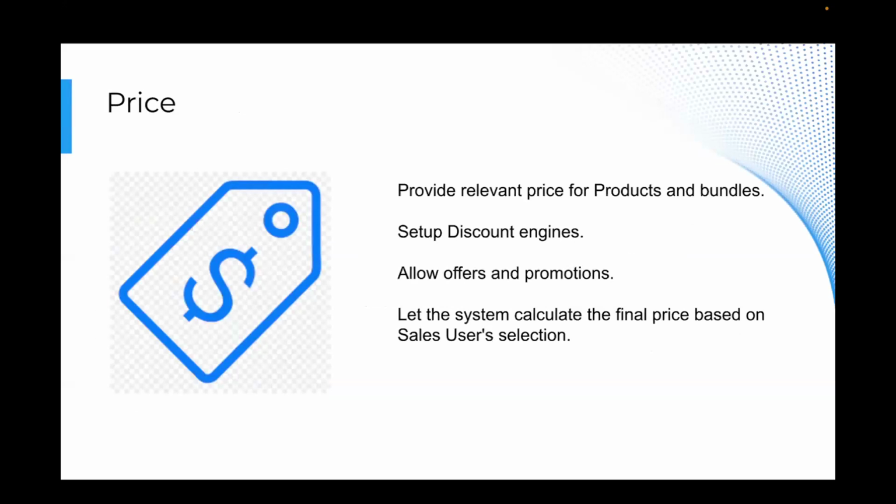Then what comes into the pricing part? In the pricing part, we provide relevant prices for products and bundles, set up a discount engine, allow offers and promotions, and then let the system calculate the final price based on the sales user's selection. What I mean by this is there can be a scenario where a different discount or a different tax needs to be applied to our quote based on the region or location. All that automation can be done using a price rule in Salesforce CPQ.